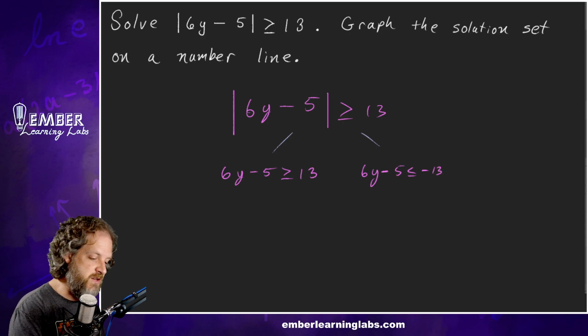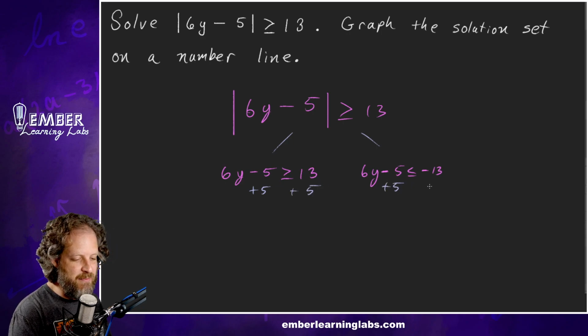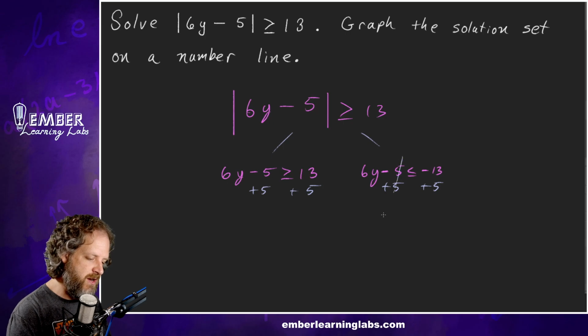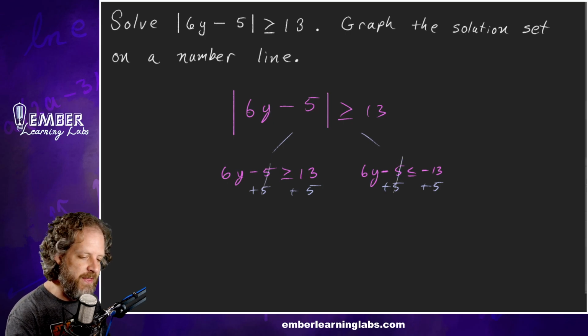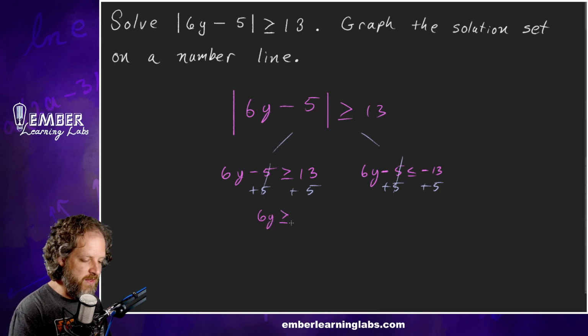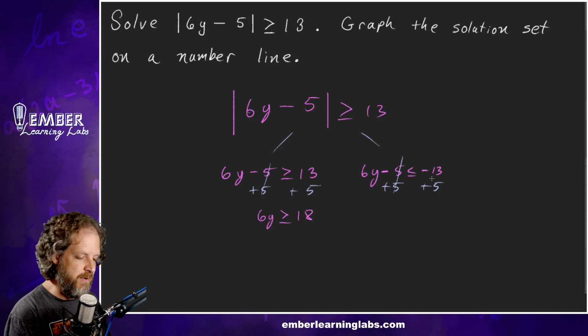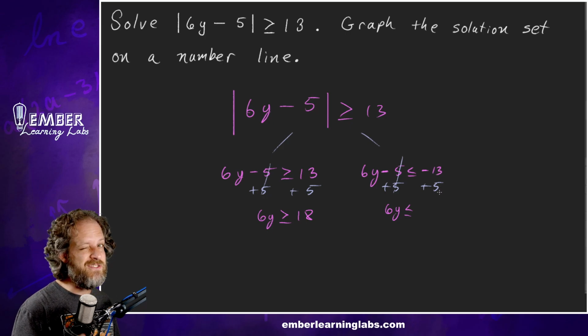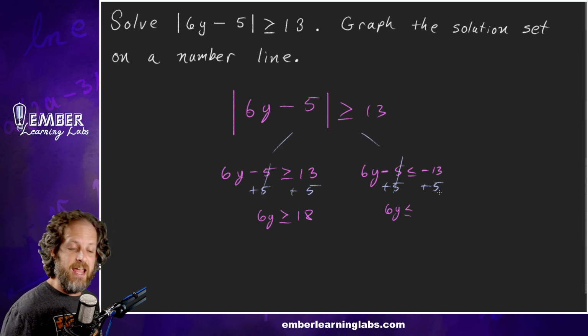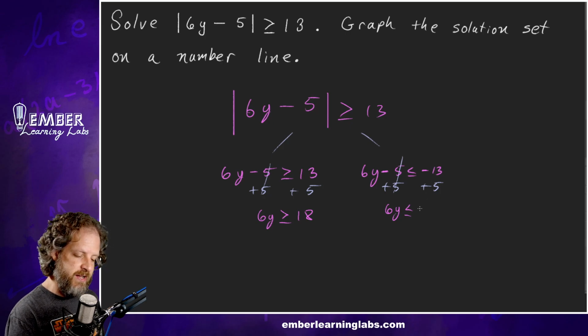Now we're going to solve each one of these baby ones, right? So we're going to add 5 on all the places because it's the same on both of them since we used the shortcut and didn't use the distributive property and all that other stuff. So now we've got 6y is greater than or equal to 18. Look, that's going to come out pretty. 6y is less than or equal to -13 plus 5. The signs are different, so we subtract and keep the sign of the bigger one.